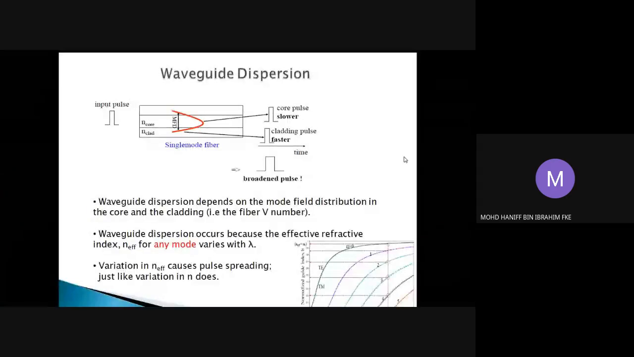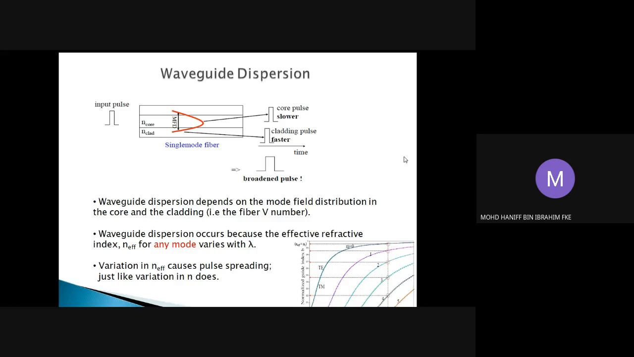So we're going to cover the second part of this lecture, which is waveguide dispersion. Remember that waveguide dispersion is the second part of chromatic dispersion. We have learned about material dispersion before this, and waveguide dispersion is, I can say, due to the mode field distribution in the core and the cladding of the fiber.